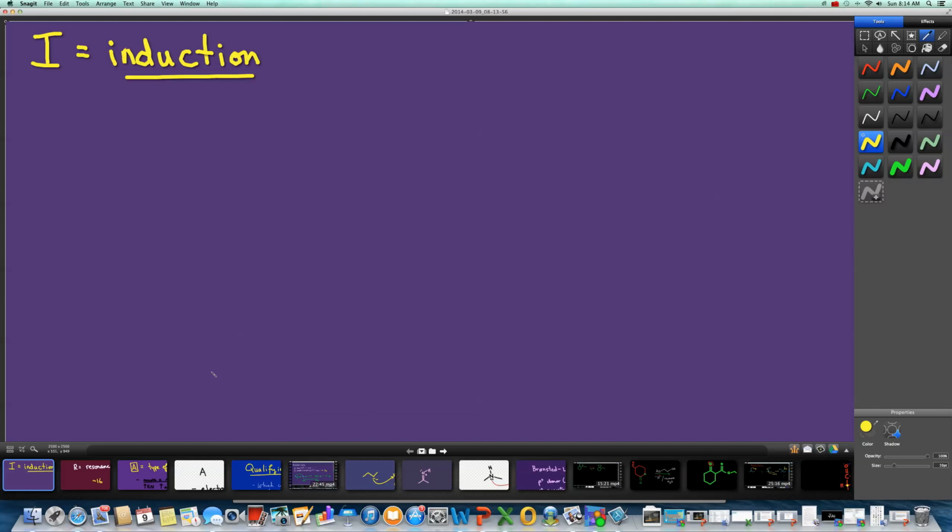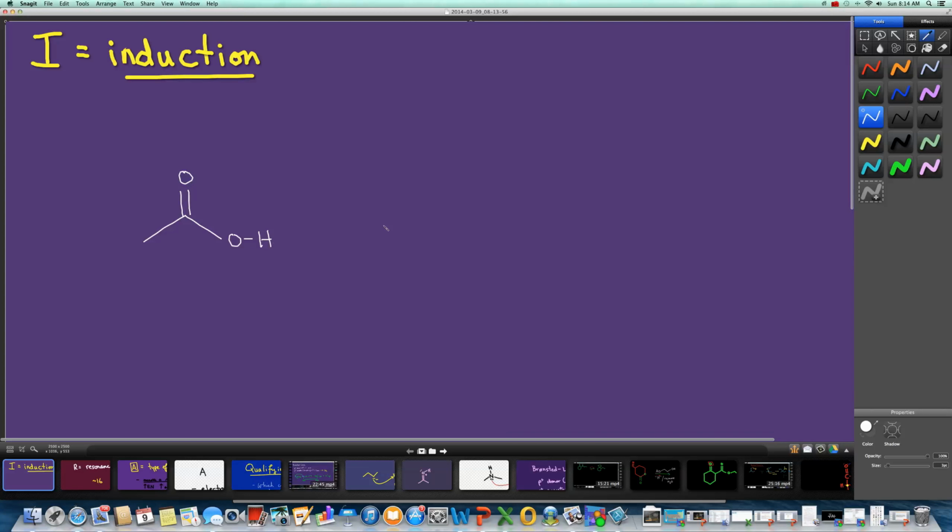And this is going to allow us to consider the electronegativity of atoms not attached to a hydrogen. So kind of a classic example would be if we look at acetic acid versus something like chloroacetic acid. So I'm not replacing the atom that's bonded to the acidic hydrogen.